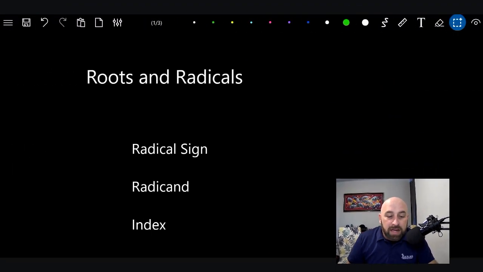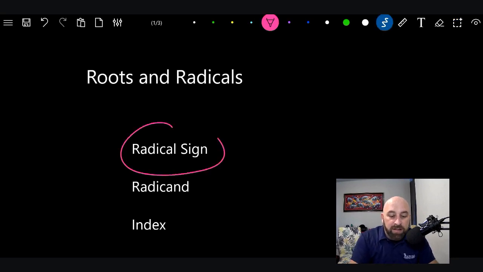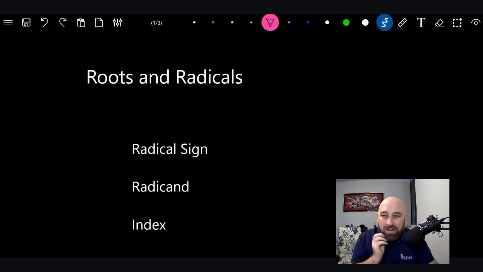Chapter number 8 starts on page 274. We're going to be talking in this chapter about radical expressions and equations. What does it mean if something is radical? Well, in math, it means that it has what's called a radical sign. If you look down here at the screen, I put down roots and radicals, and then I put the word radical sign. All right, so what is a radical sign?